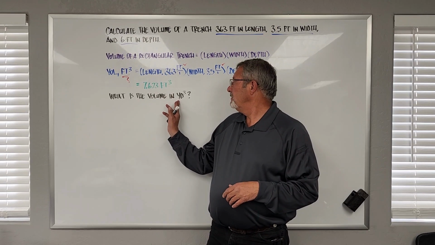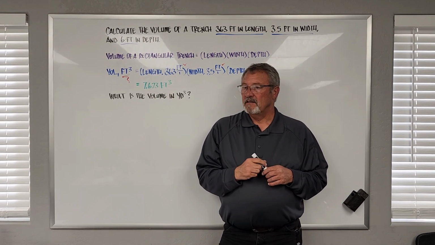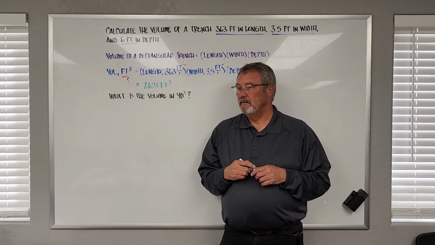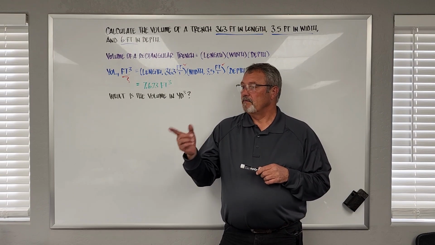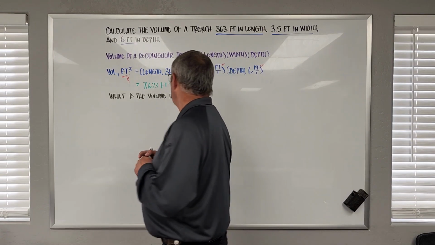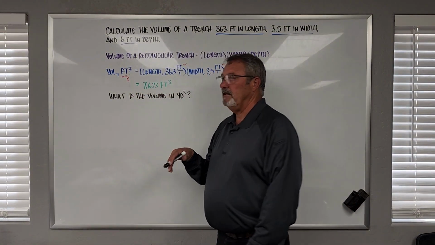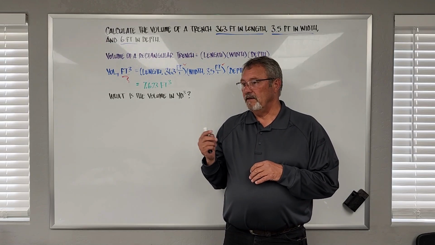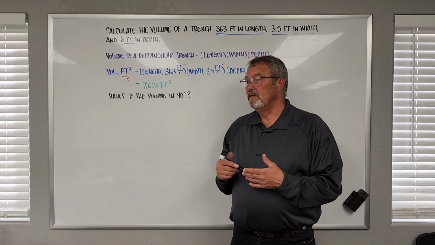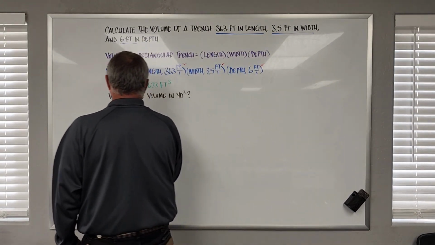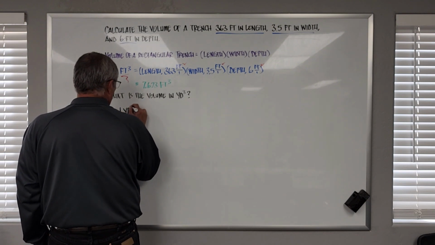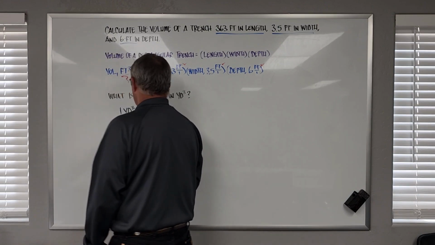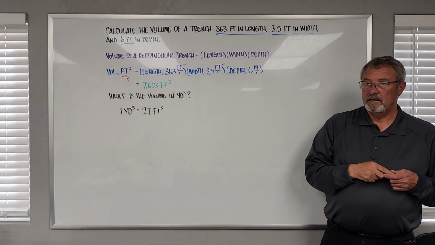So what is a cubic yard? What's the length of a yard? That's 3 feet. So what would be the width? It'd be 3 feet by 3 feet by 3 feet. If I take 3 feet times 3 feet, I get 9 square feet. If I add the depth, 3 feet, I get 27 cubic feet. So 1 cubic yard equals 27 cubic feet. Do we agree with that? Yes. Okay.